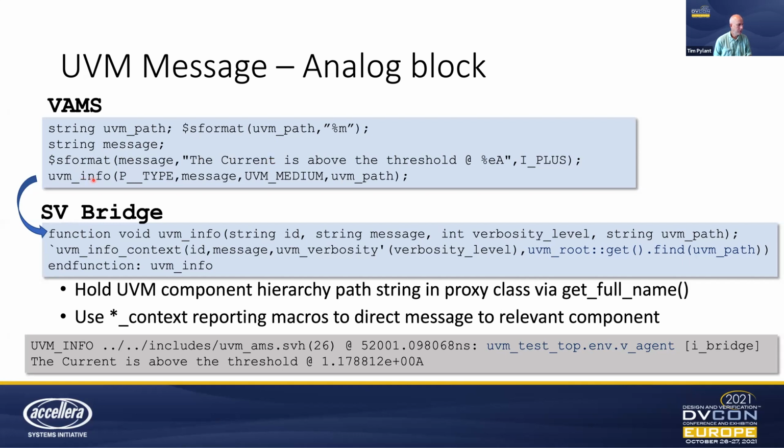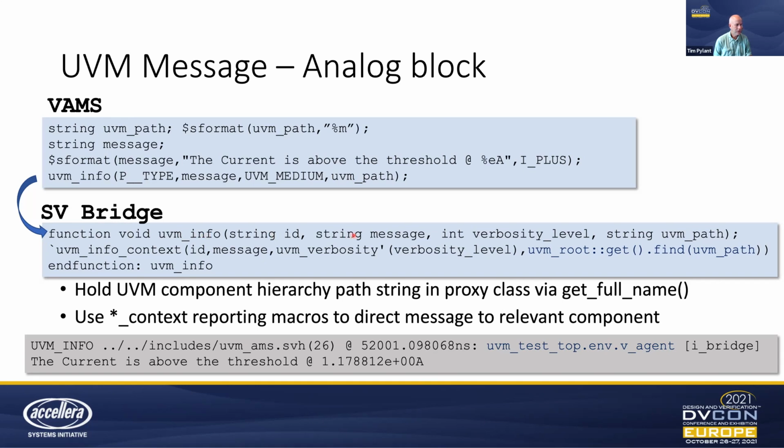And this UVM info is that wrapper that we put around the tick UVM info from the UVM library. We'll pass it p-type, our message that we set, our verbosity, and then the UVM path. So this is the unique thing that we're adding, this UVM path down into the resource. So inside of our bridge, we have that package that we included that has this wrapper. So this is our UVM info wrapper that looks just like UVM info.